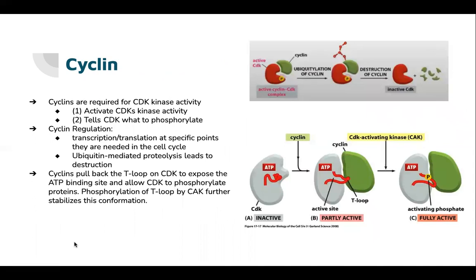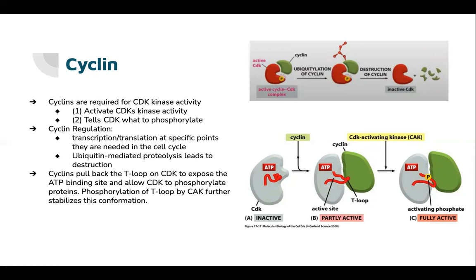Like I said, cyclins are required for CDK kinase activity. They provide specificity for each phase in the cell cycle. I think in the next slide there's cyclin E, cyclin A, but you don't need to know specifically which ones are required for each phase, just know that there are different types of cyclins for each phase. Cyclins are regulated by their concentration. That's the only real way they're regulated.